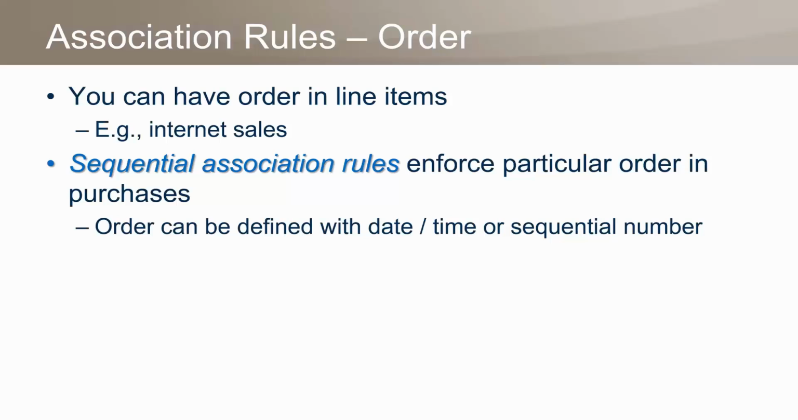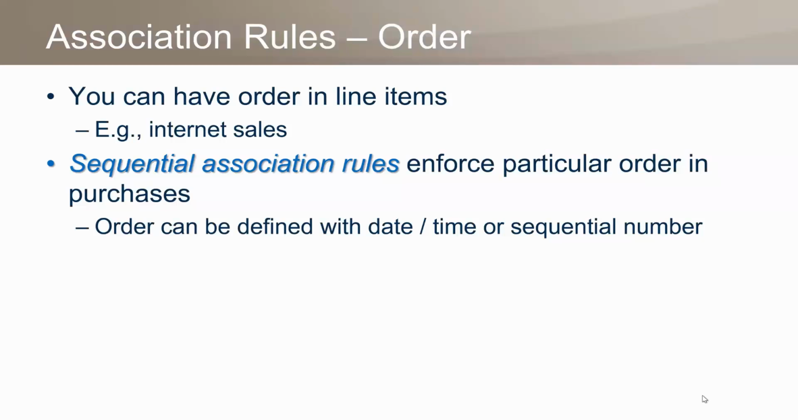Let's say in a retail store, the order of products that were put in the basket is completely messed up when you come to the cashier. Then you have a completely different order, so you cannot rely on it. But for internet sales, you can follow the order of products in the basket. So you can even define sequential association rules, which enforce a particular ordering of purchases. Order can be defined either with a sequential number or with some date tag.